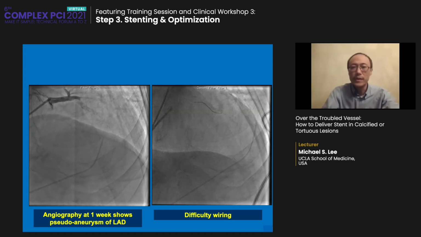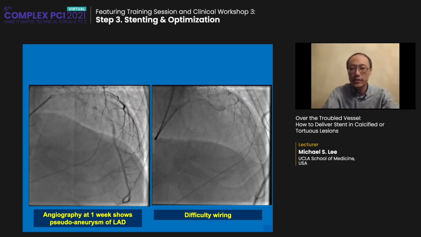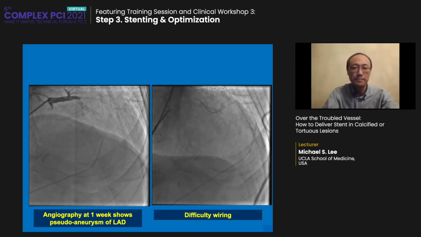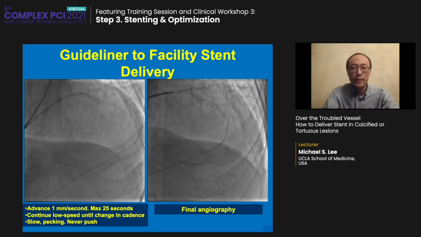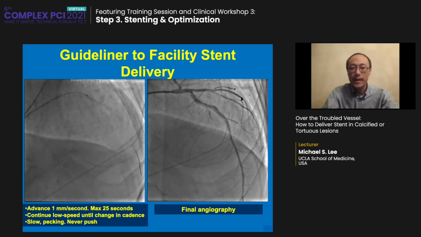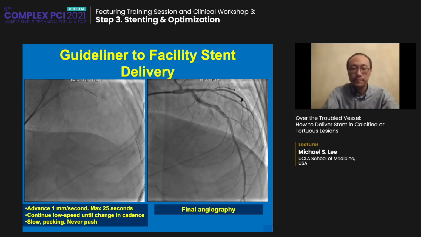Because of that pseudoaneurysm, it was difficult to advance the wire across the lesion. Eventually, we were able to cross the lesion. Orbital atherectomy was done to modify the plaque in the lesion. And here is your final angiographic result. The patient did very well.